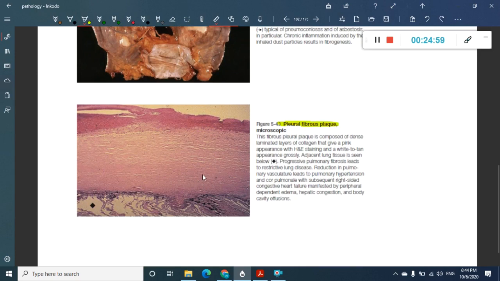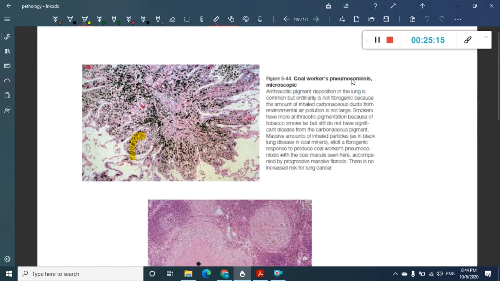Okay, and what is this? This is the lung tissue, normal lung tissue. This is the fibrotic tissue. This is normal lung, this is fibrotic tissue. Where is this pleural fibrous plaque present? It can be present in asbestosis most commonly, and sometimes even in coal workers pneumoconiosis you can see this.